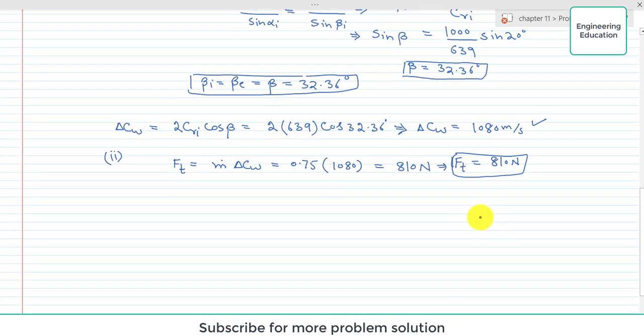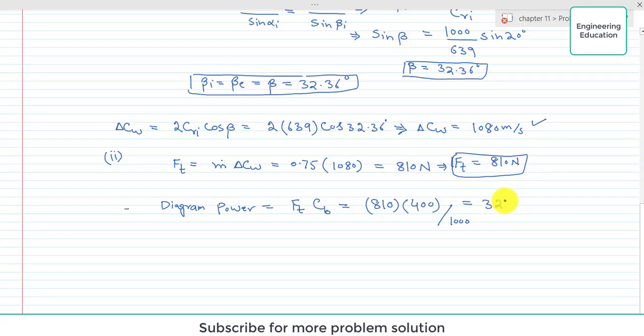To find the diagram power for this case, we have diagram power equal to tangential force into blade velocity. So tangential force is calculated as 810 Newton and the value of CB, blade velocity, is 400. Converting into kilowatt, divided by 1000, we get the value in kilowatt, which comes out 324 kilowatt.